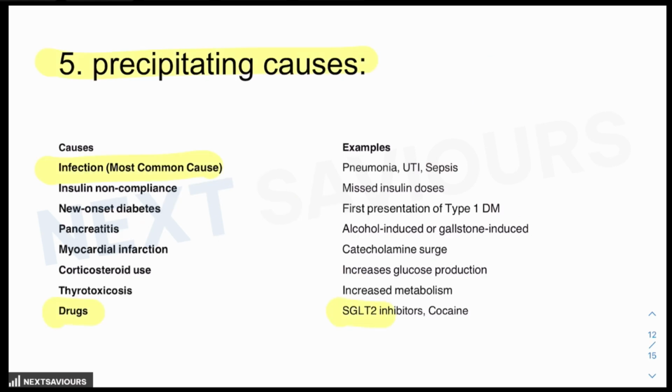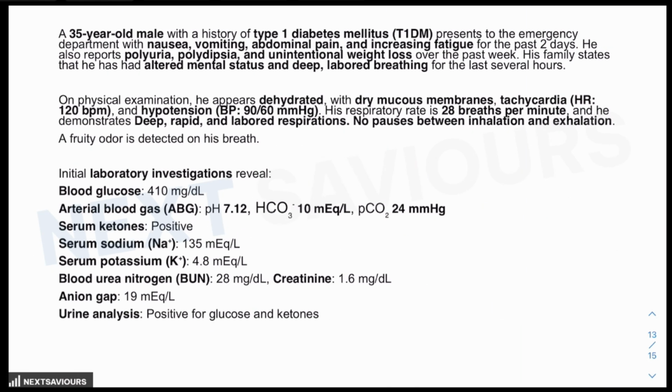Some drugs like SGLT2 inhibitors might be responsible for precipitating diabetic ketoacidosis. Other causes you are already aware of, and you have to manage them accordingly. So now let's read the question again, because we have learned about the management also after identifying the disease.